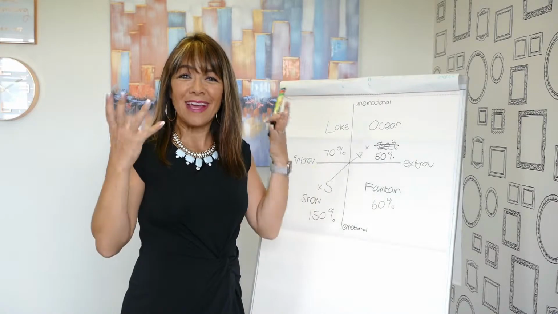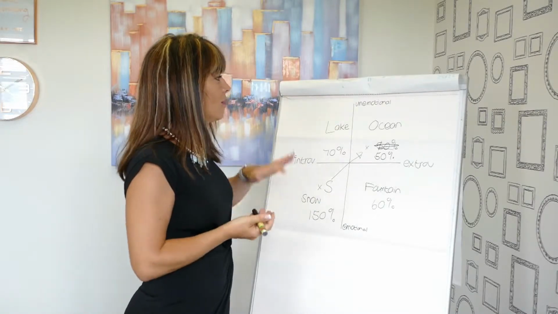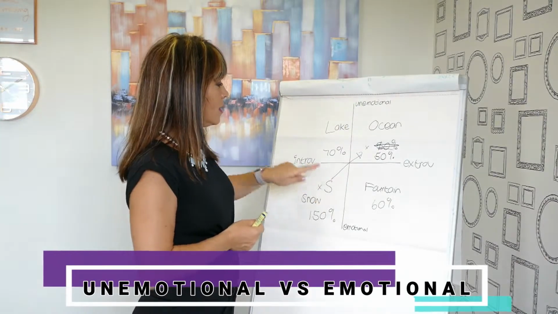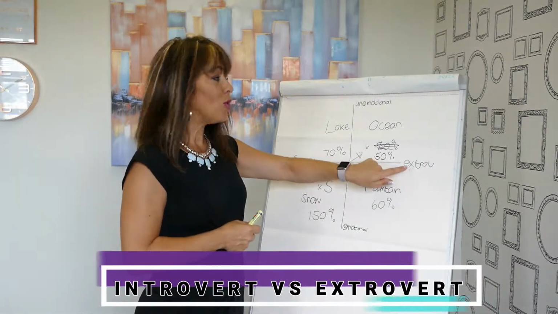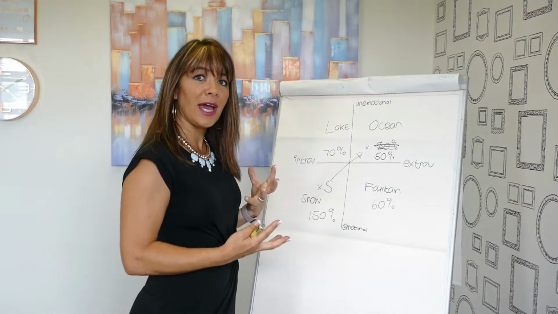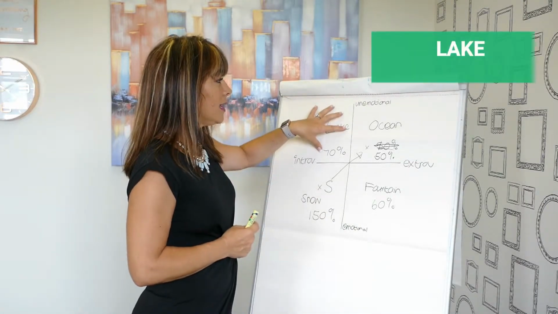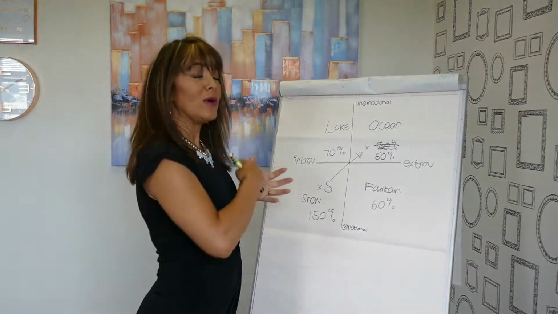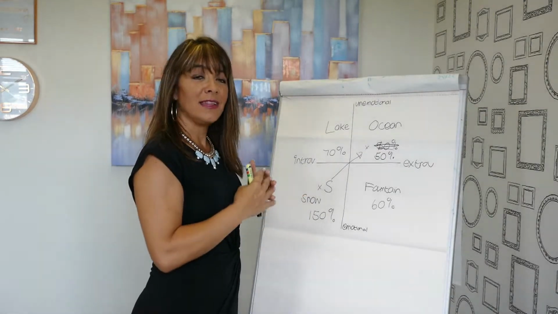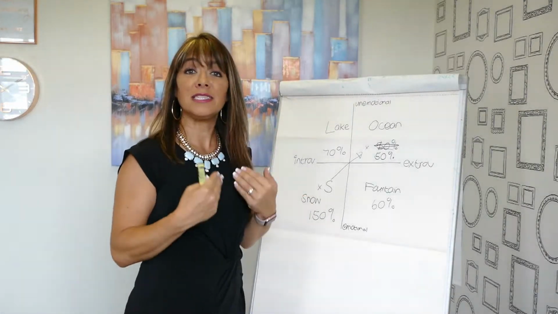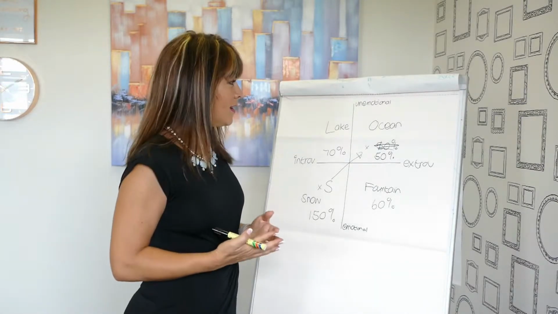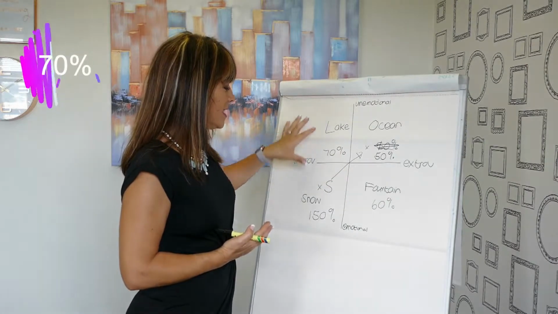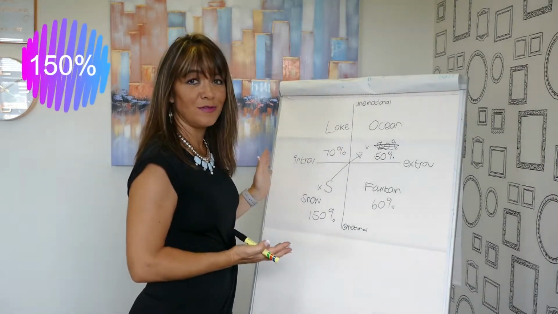So just to put everything together for you. First, determine your temperament type. Unemotional or emotional, introvert or extrovert. Once you've done that, see where you're at, see where your partner's at. You might be a lake, an ocean, a fountain, or a snow. And once you've done this, understand that each and every temperament type needs a different amount of communication. The ocean needs 50, the fountain 60, the lake 70, and the snow 150%.